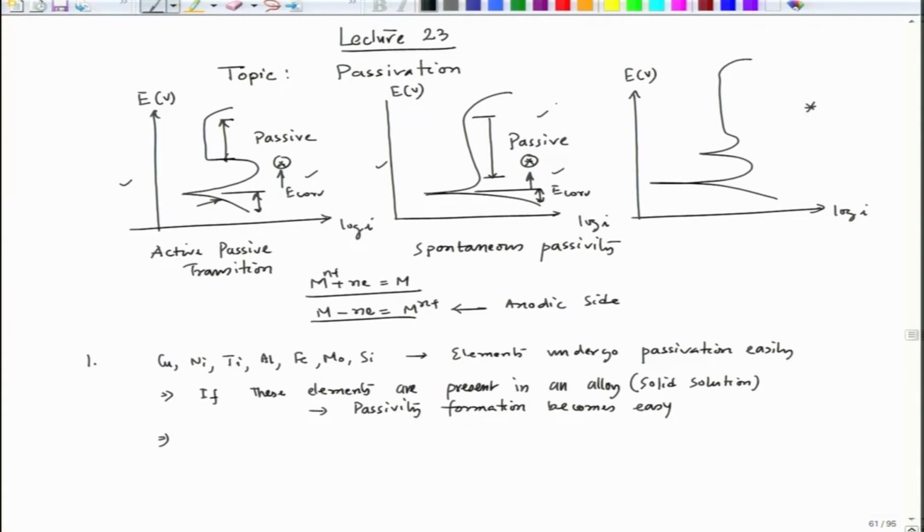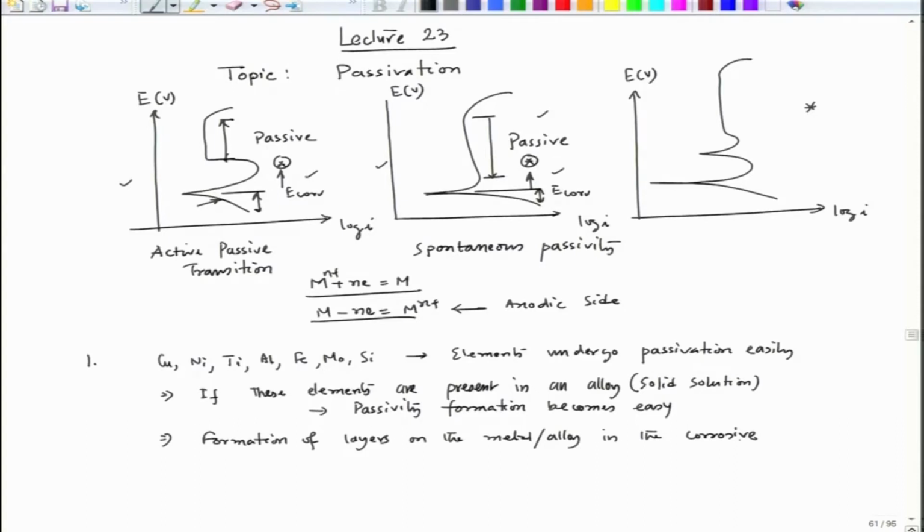And when we are talking about passivity, that means it is a formation of layers on the metal or alloy in the corrosive. Corrosive is nothing but the electrolyte where corrosion is highly possible.